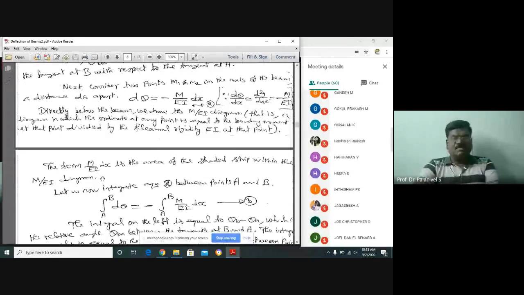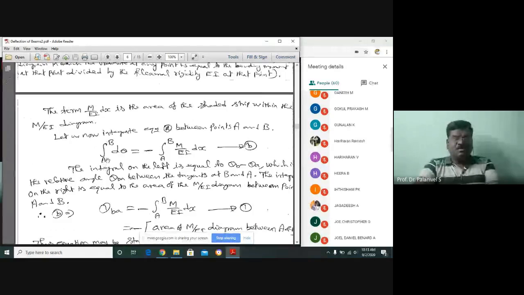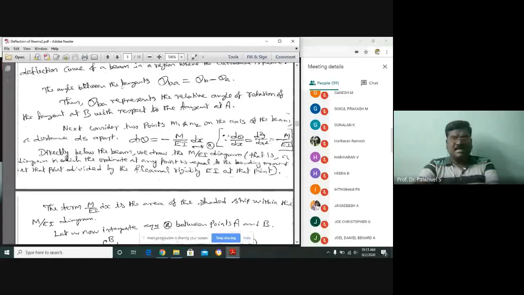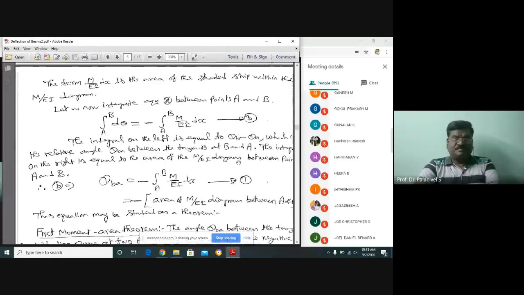Let us now integrate equation A between points A and B. I am going to integrate this equation A between A and B for the segmental length of the beam. Let us see what will happen. The integral from A to B of d theta is equal to minus the integral from A to B of M by EI into dx. That is equation B.